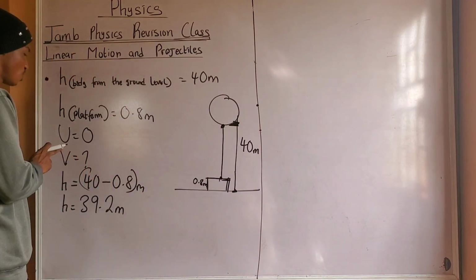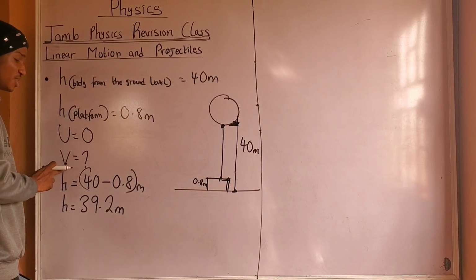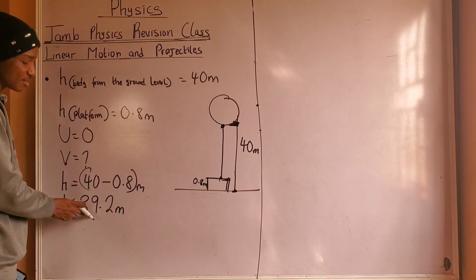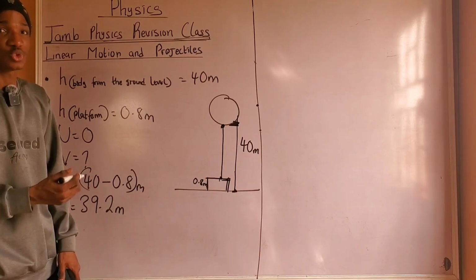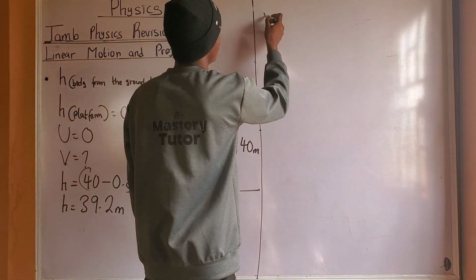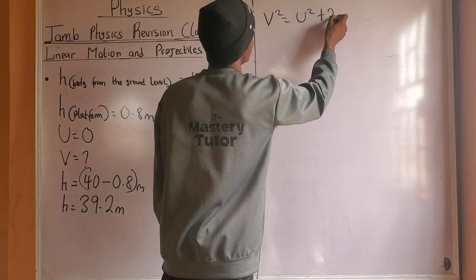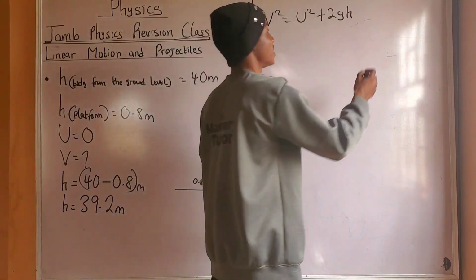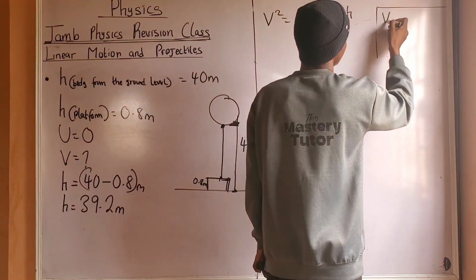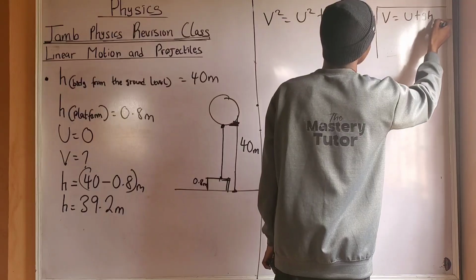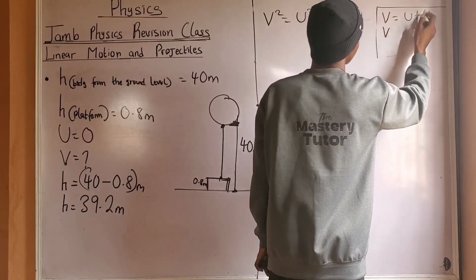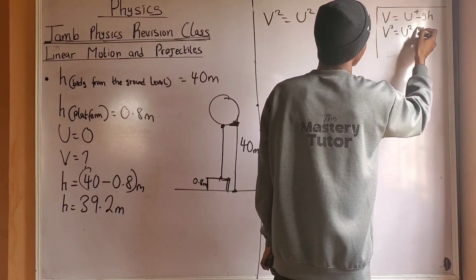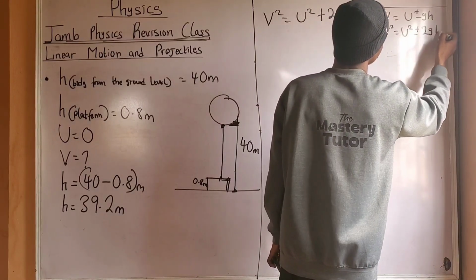We know that U is 0. V is what we are looking for. H is 39.2. Which equation are we going to use? We are going to make use of V squared equals U squared plus 2GH. Let me just write them again. V equals U plus GT. V squared equals U squared plus or minus 2GH.